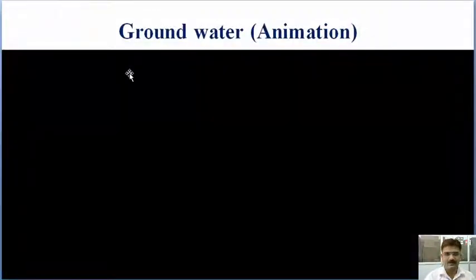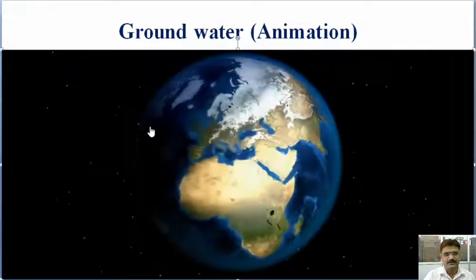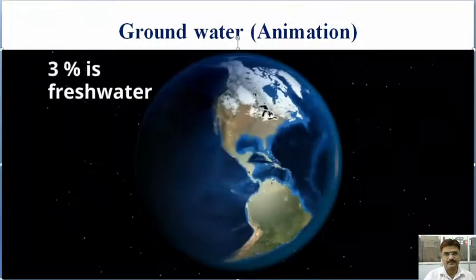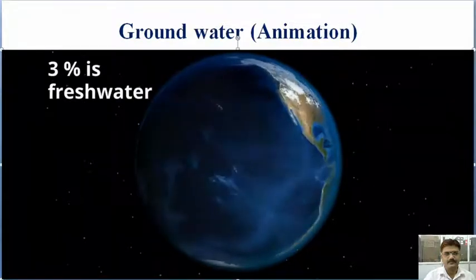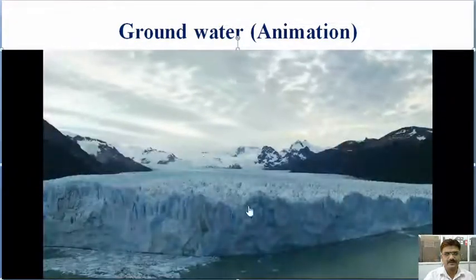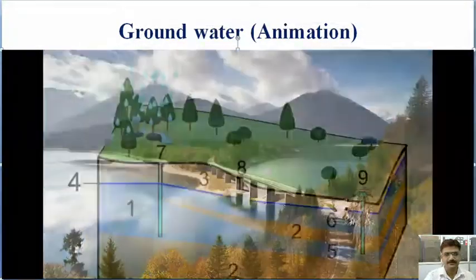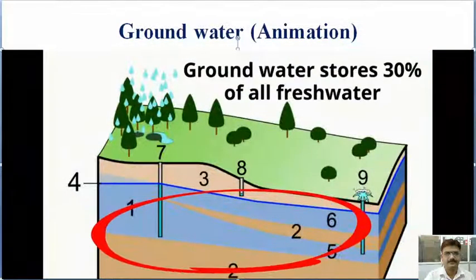Now we have to go into a small groundwater animated video. The Earth is roughly 70% water. However, only 3% of this water is fresh water. Much of this fresh water is frozen in glaciers. You'll find some of the 3% in rivers and lakes. But almost 30% of this fresh water is groundwater.